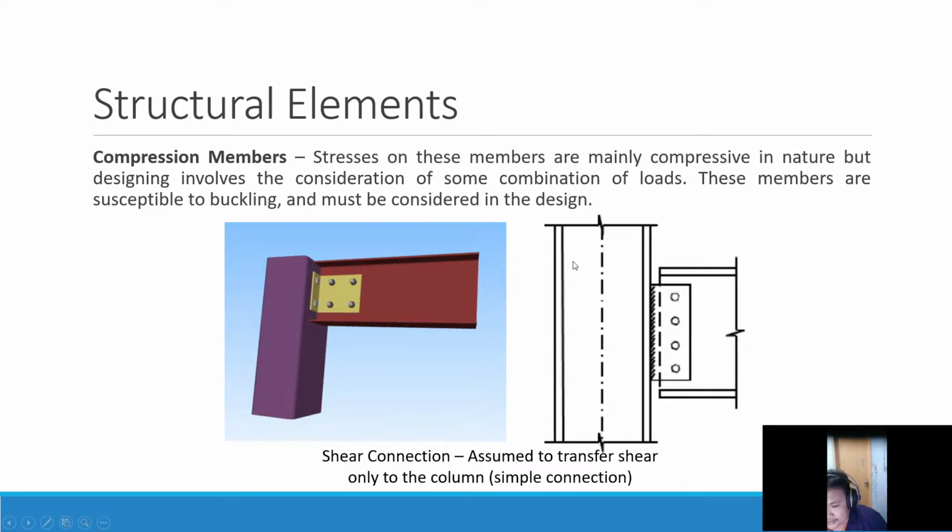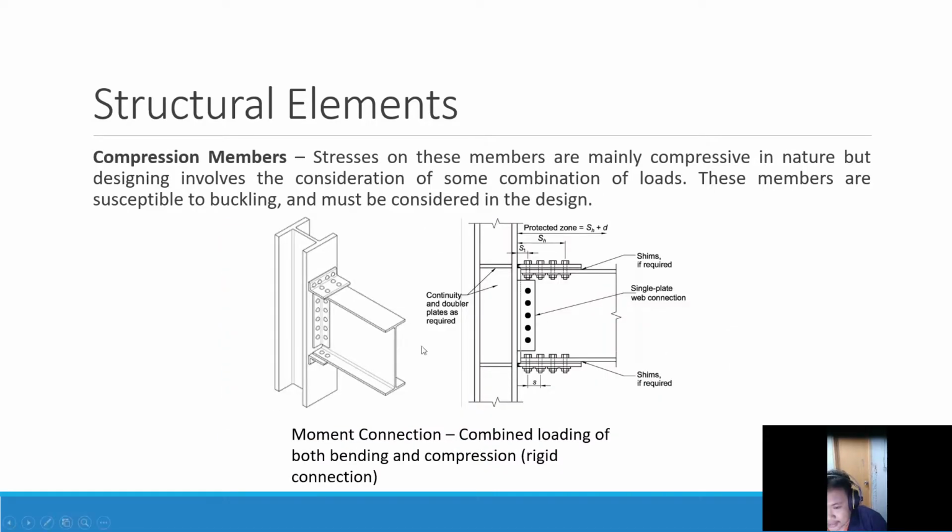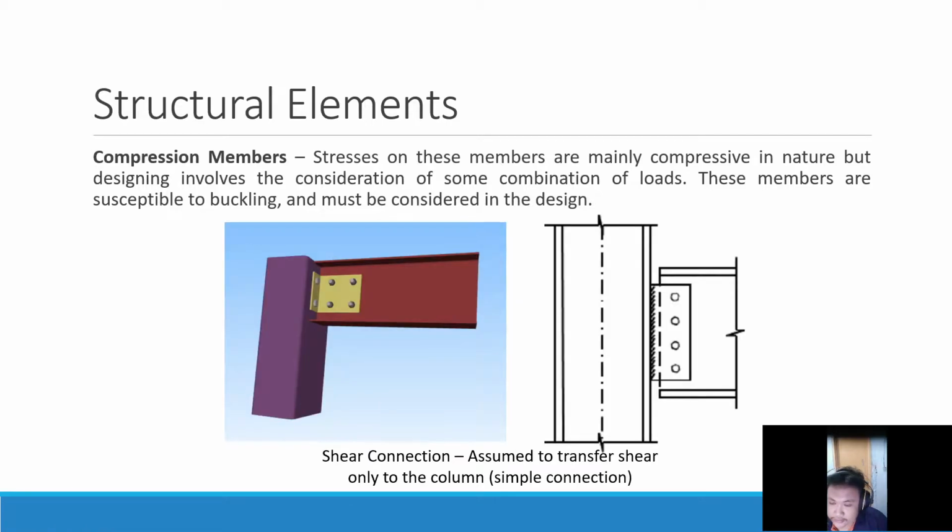So this is the difference between the two. We have attachment in the flanges, then in the web. So this is a moment connection. The most basic purpose of this is for lateral loads, or earthquake or wind loads. And this one, if you want only to transfer shear to the column, as a rule of thumb, obviously our members here, our compression member or our column, will be bigger.